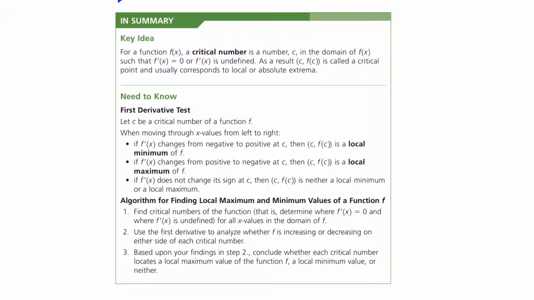In summary, for a function f of x, a critical number is a number c in the domain of the function when either f prime of c is 0 or f prime of c does not exist. It's not defined. As a result, c and f of c is called a critical point and usually corresponds to local or absolute extrema. Not always, usually.